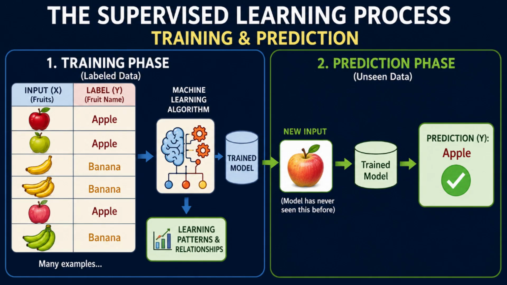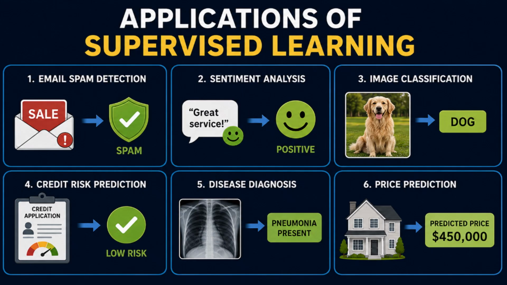In the prediction phase, we give the trained model a new fruit that it has never seen before. Using what it learned during training, the model predicts the correct label. In this example, it correctly identifies the fruit as an apple. Supervised learning is used in many real-world applications.